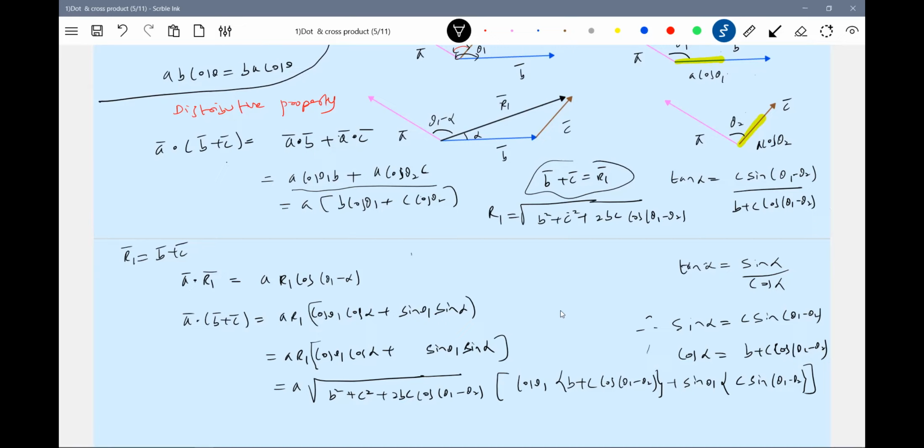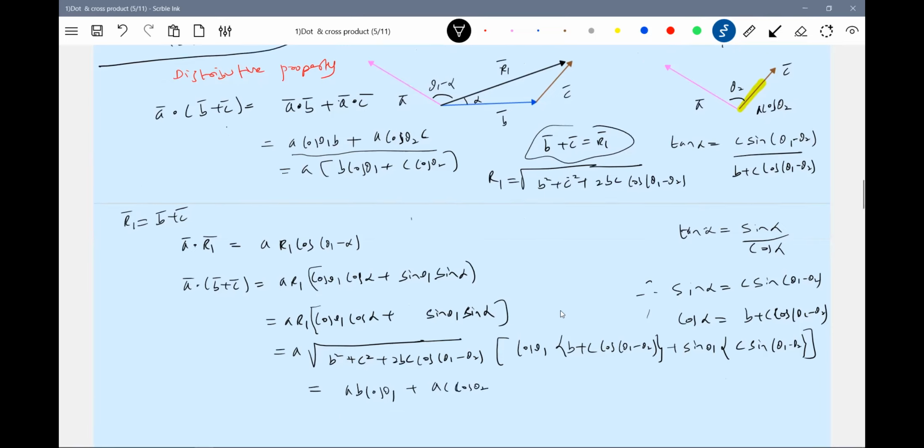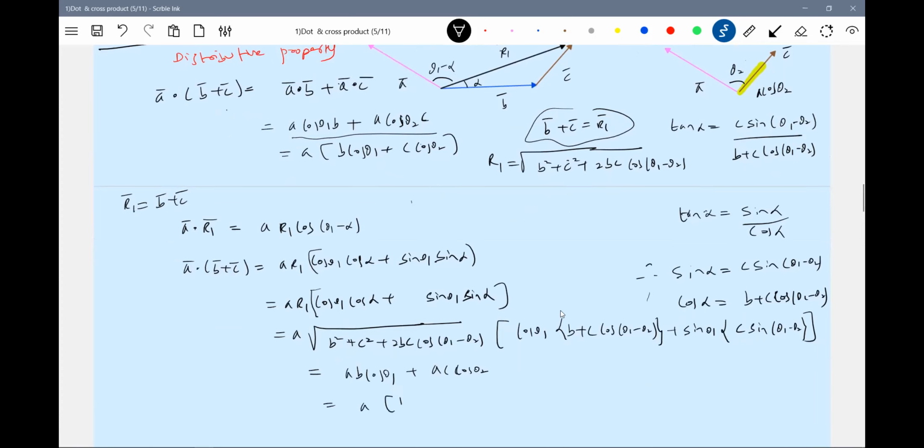So this, if you solve, this will become equal to how much? AB cos theta 1 means it will be plus AC cos theta 2. And finally, it will be equal to AB cos theta 1 plus AC cos theta 2. So therefore, A bar dot B bar plus C bar. Don't lose patience. You have to work it out. It will come really. Trigonometry, if you solve it, I know. So it will come.